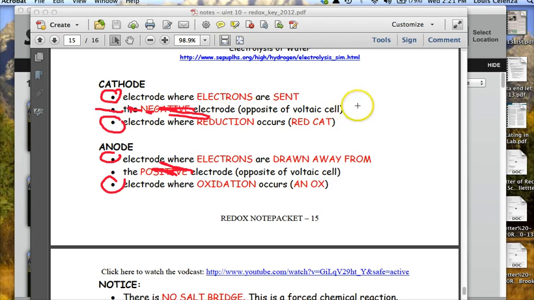So again, even though it's an electrolytic cell, the whole thing with the red cat and the an ox still applies. Even though it's an electrolytic cell, reduction still occurs at the cathode. Oxidation still occurs at the anode. That has not changed.